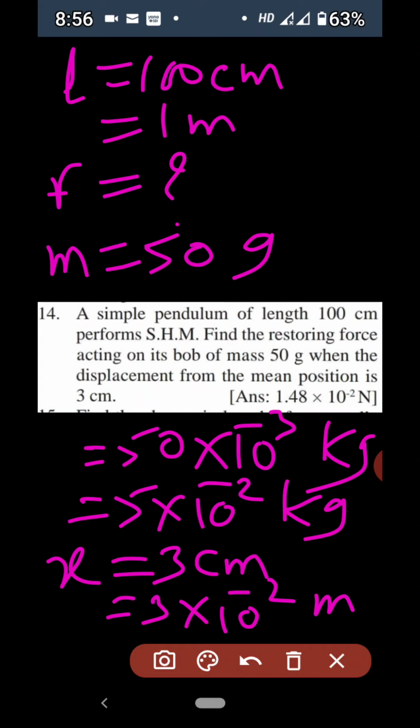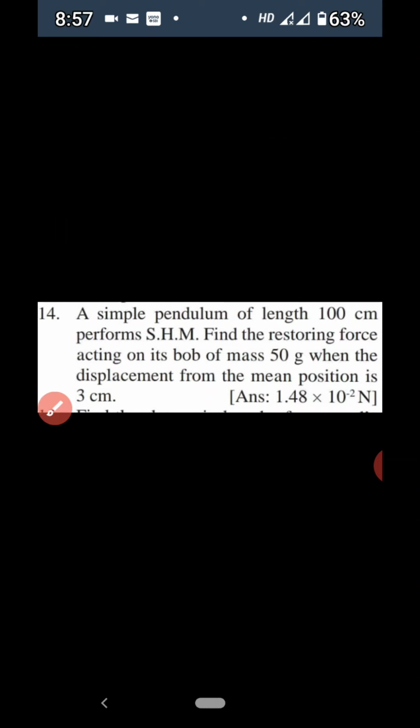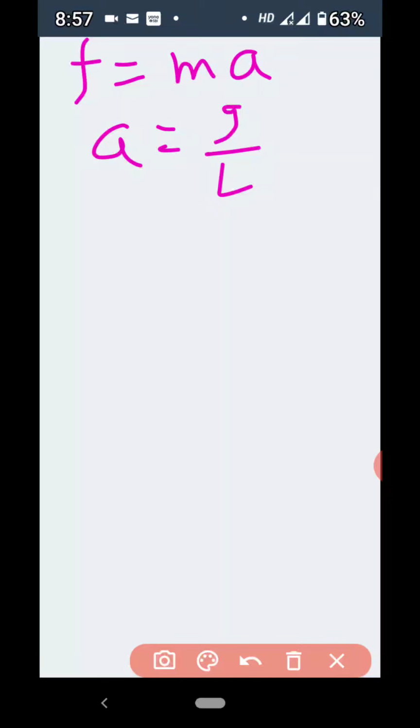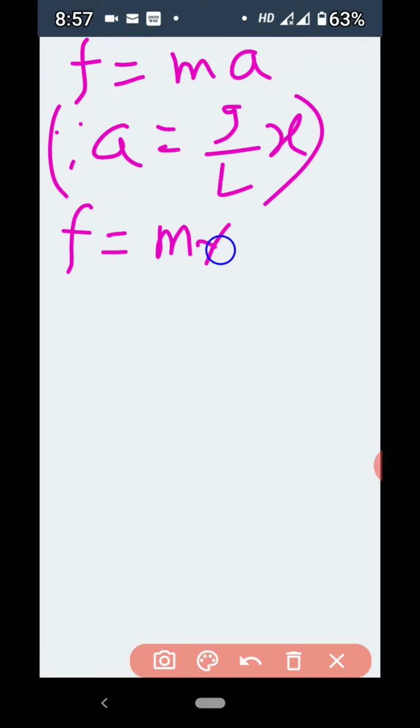Now let us see how to find the restoring force F. We know that the general formula for restoring force F is equal to mass into acceleration. In the topic simple pendulum, we have seen that this acceleration a is equal to g upon L into x with negative sign. Actually here there is a negative sign, but forget about the direction, consider only the magnitude. So let us put this value of a here. F is equal to m into g upon L into x.